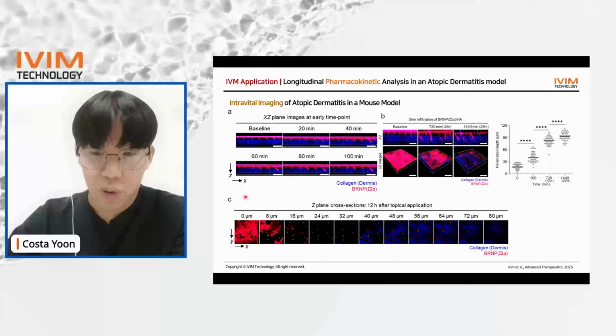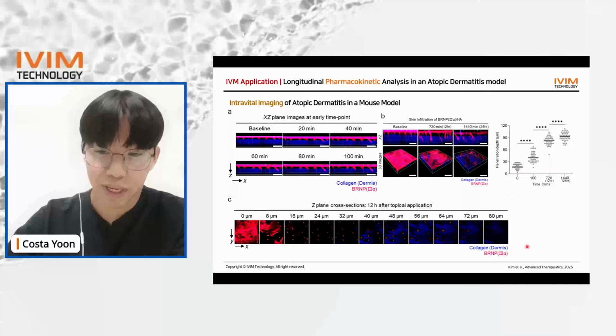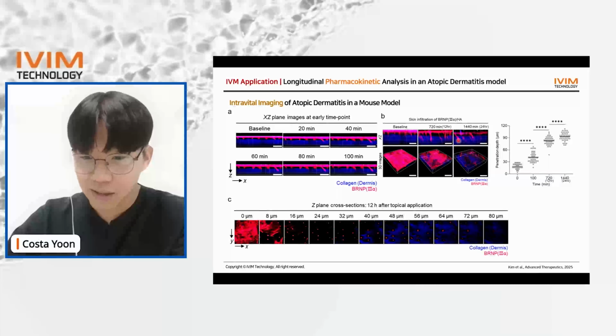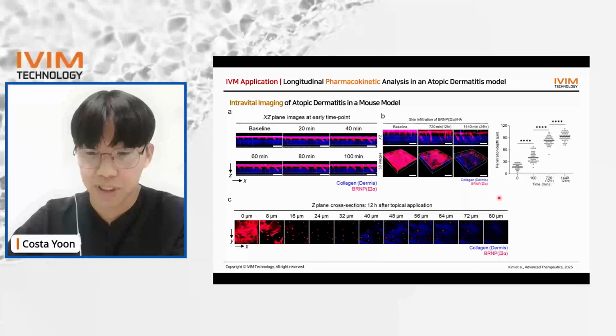And 20 hours after application, the skin was examined at different depths. The drug signal was detected down to approximately 80 micrometers. These results indicate that the drug primarily penetrates through the hair follicle and reaches both the epidermis and dermal regions of the atopic skin lesion.